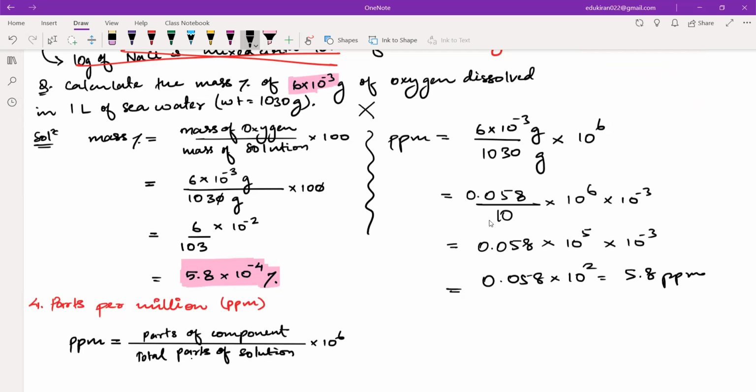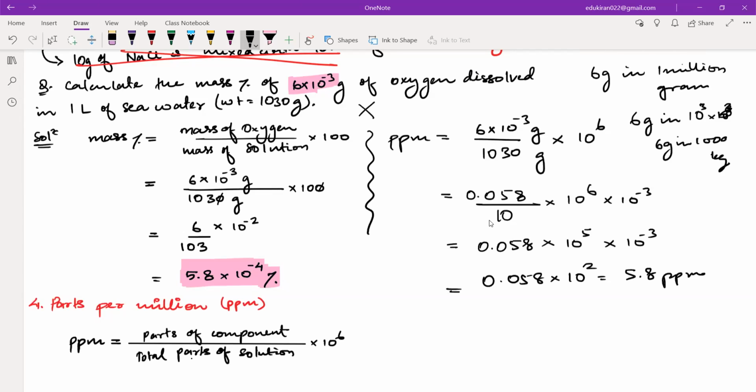Now it means that approximately 6 gram is present in 1 million gram. Okay, 6 gram in 1 million gram. Or you can write 6 gram in 1000 kgs. Right? Because 1 million gram will be 10 to the power 3 into 10 to the power 3 gram, and 10 to the power 3 gram is 1 kg. So it is equal to 6 gram in 1000 kgs.